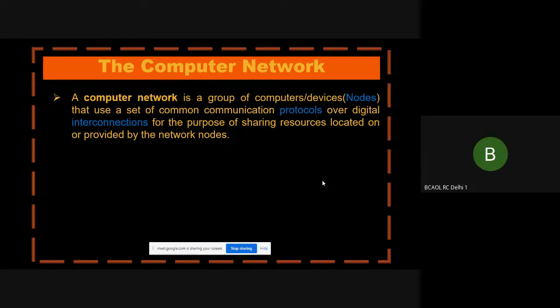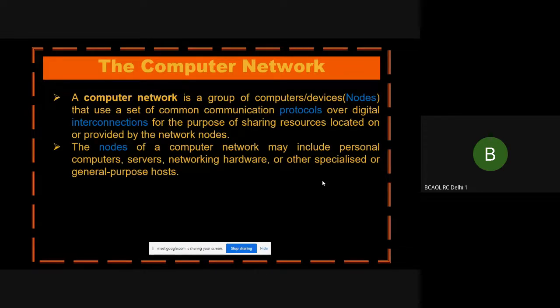Yes, they are a set of standards or rules through which the communication will happen. There are certain protocols which have been developed through which you will transfer your data from one computer to another to communicate, right? So with a common set of communication protocols over digital interconnections for the purpose of sharing resources located or provided by the network nodes. So basically what you are doing in a computer network is making a group of computers so that they can communicate, and communication is through protocols over the digital interconnection. Digital interconnection means through wires. Either wireless or wire-based communication, you are connected to share resources and to provide data from one computer to the other. That is what networks are, right?